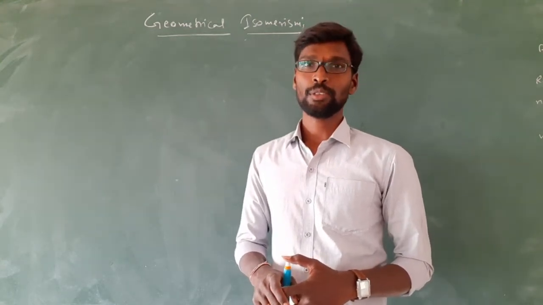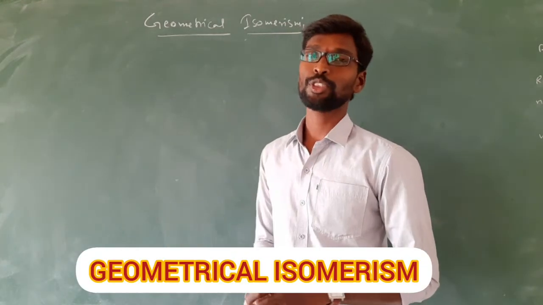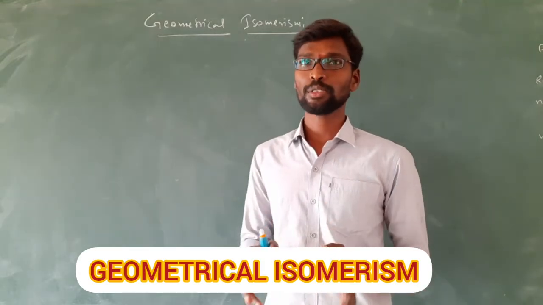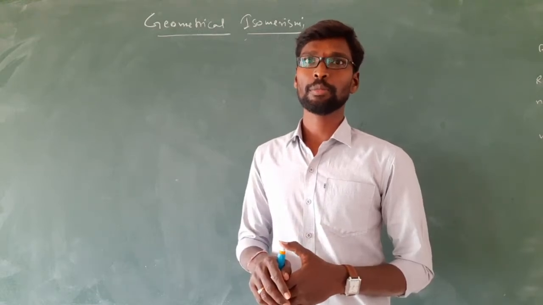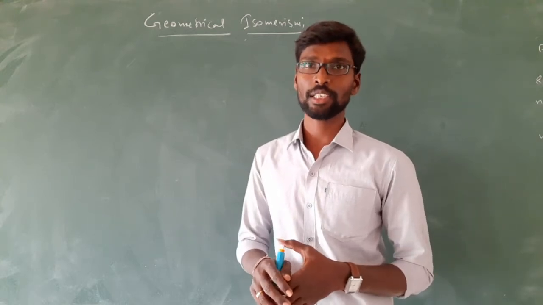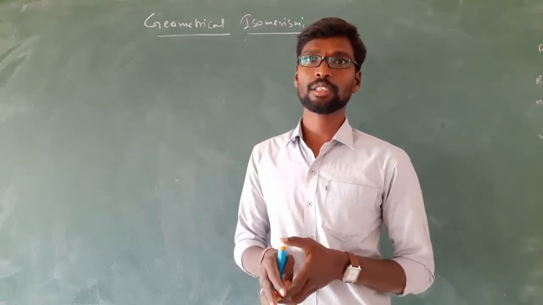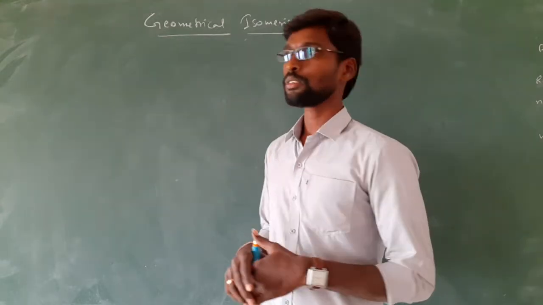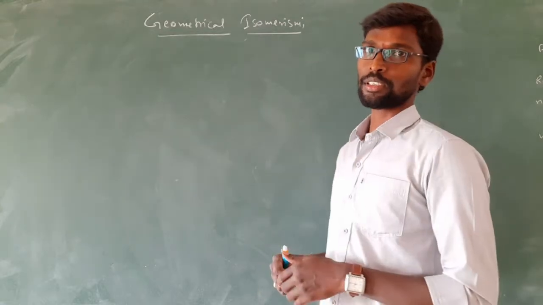Today in this video we are discussing the concept of geometrical isomerism. Geometrical isomerism is under stereoisomerism, which is a type of isomerism. Stereoisomerism is nothing but the spatial arrangement of a molecule, how the atoms are present around a chiral center or a carbon atom. So what is geometrical isomerism and how many types are there, we will discuss.